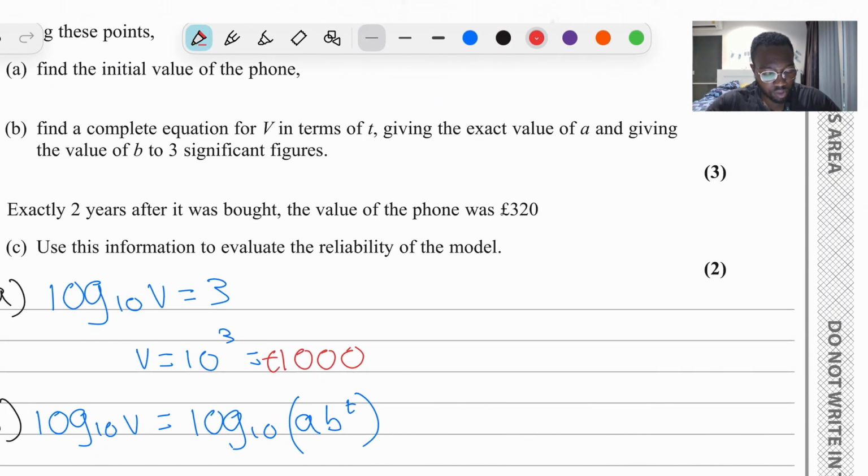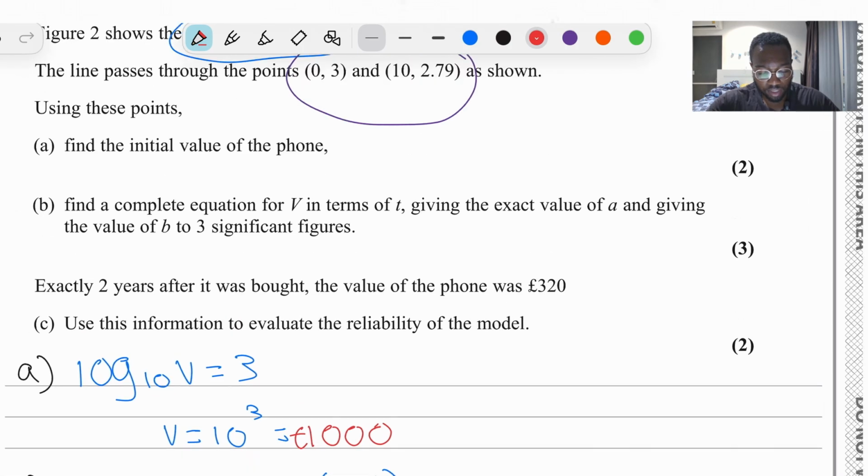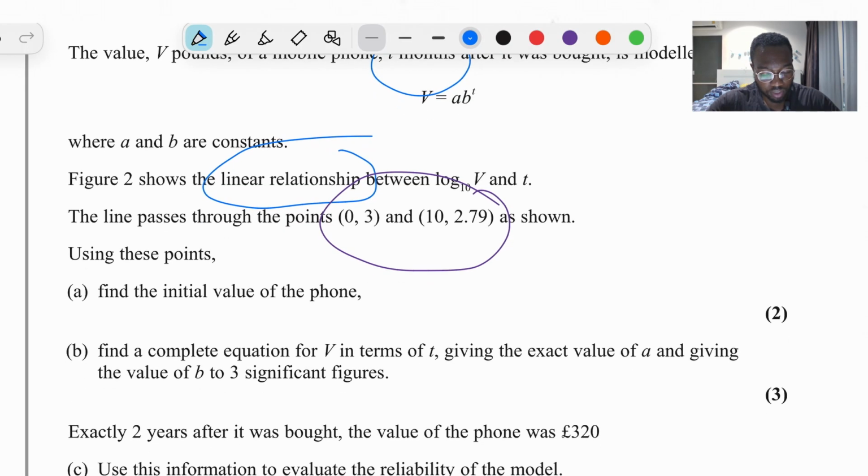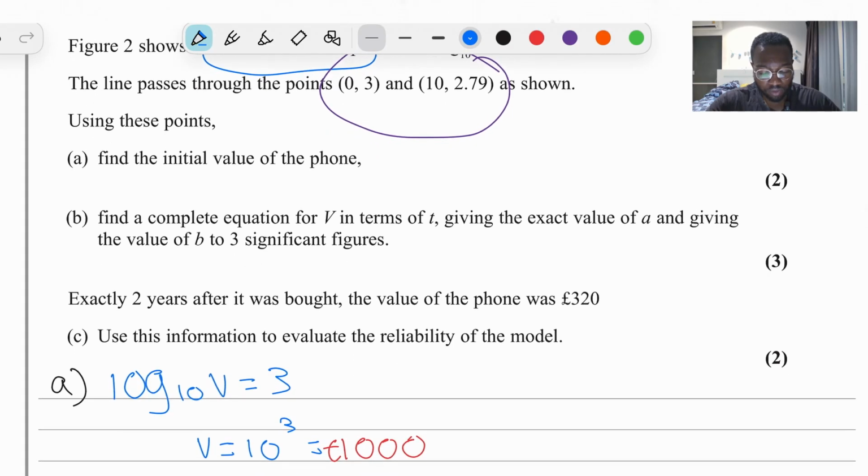So for part C, we're told that exactly 2 years after it was bought, the value of the phone is 320. We need to use this information to evaluate the reliability of the model. So for this question, we know that t is measured in months, so if it's 2 years, we make our t value 24 months. So using the equation we just worked out, if we make t equal to 24, we want to see if we get a value similar to 320. If we do, then it's reliable. If we don't, then it's not reliable.